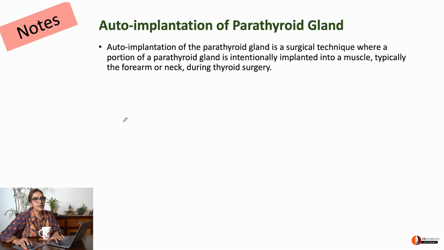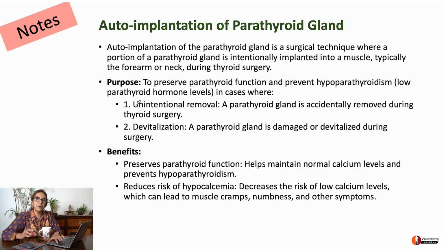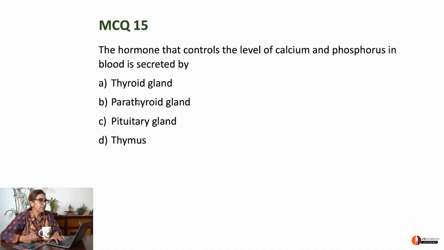So what they do is they do auto-implantation of the parathyroid gland in the person. The purpose is you may have unintentionally removed it during thyroid surgery, or you want to put it in the body so that it continues to function. Benefits are it preserves the parathyroid functioning and it reduces the risk of hypocalcemia in that patient. So, parathyroid autoimplantation is commonly done in the muscle brachioradialis.